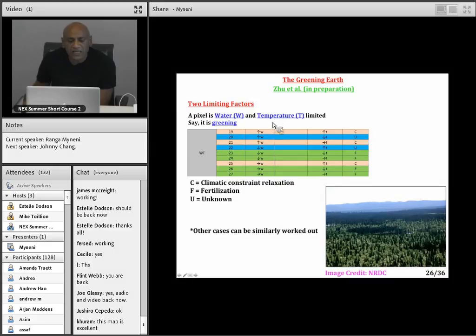water and temperature limiting. You can have water and radiation limiting cases. You can have radiation and temperature limiting cases. And then you have water, radiation, and temperature limiting cases. And then for each of those greening pixels, together with the climatic constraint map and the climatic data sets, we can work out whether it is a case of relaxation of climatic constraints or fertilization or unknown.